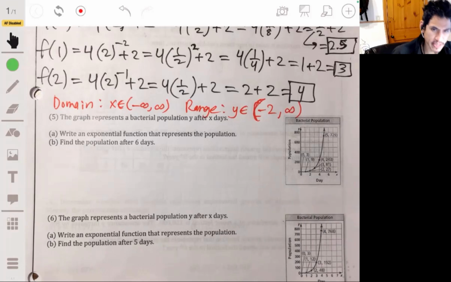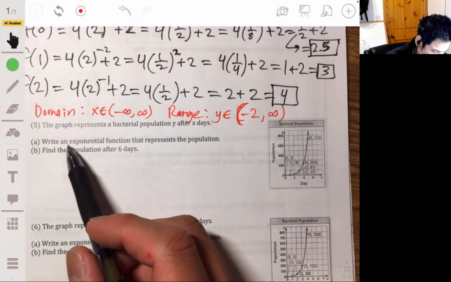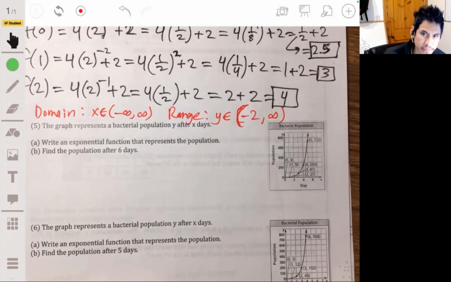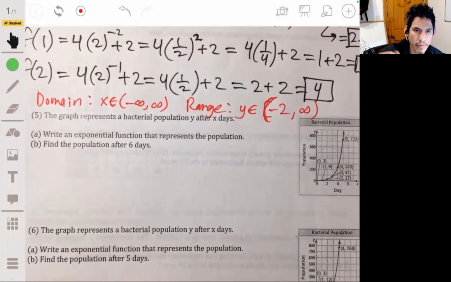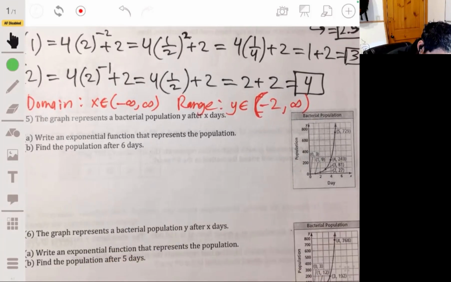All right, the final 2 problems in this first lesson deal with bacteria, which I know you guys are very excited for. Let's see what it says. The graph represents a bacterial population Y after X days. Right, an exponential function represents a population. Find the population after 6 days.